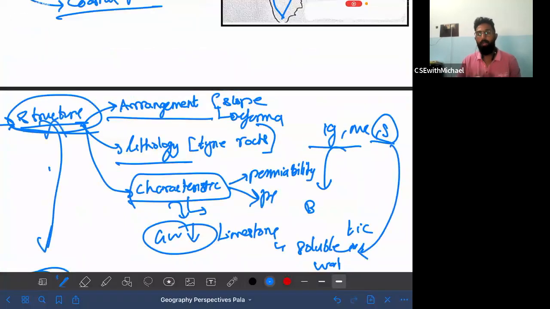So why this is important is that we need to understand the structure and relief properties of the landforms, the units that are found within peninsular India. Okay, so as an introduction, we'll move into the different units that are there.